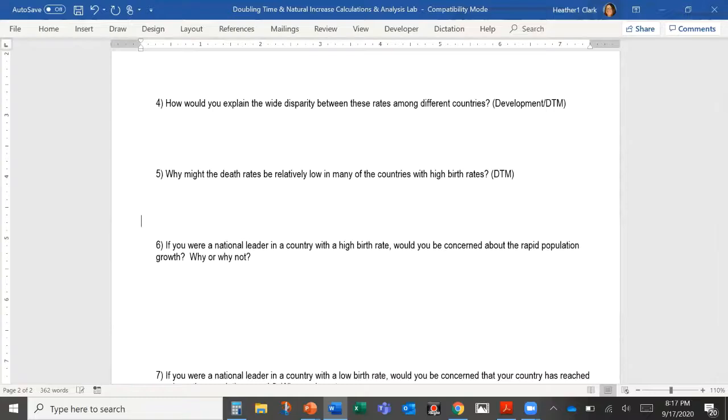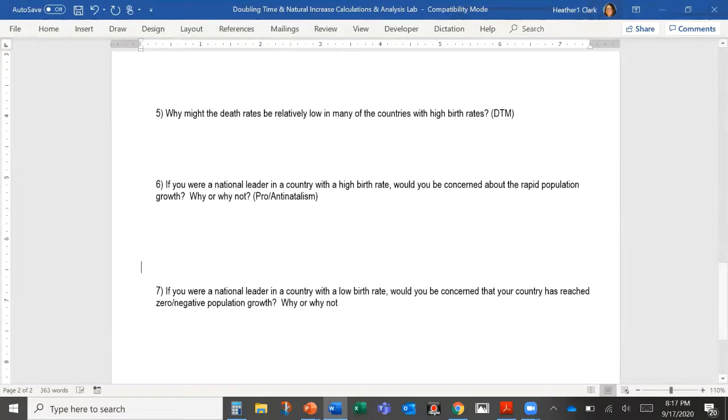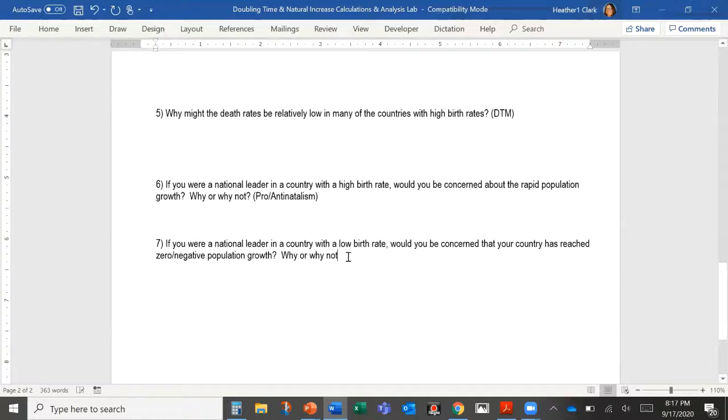All right, and then for 6, if you were a national leader in a country with high birth rates, what would you do? So then this has to do with pro and anti-natalism. So take a look back at your notes on that. And then the last question is the same as before, except the opposite. So instead of a high birth rate, it's a low birth rate, okay? So then you have pro and anti-natalism again.